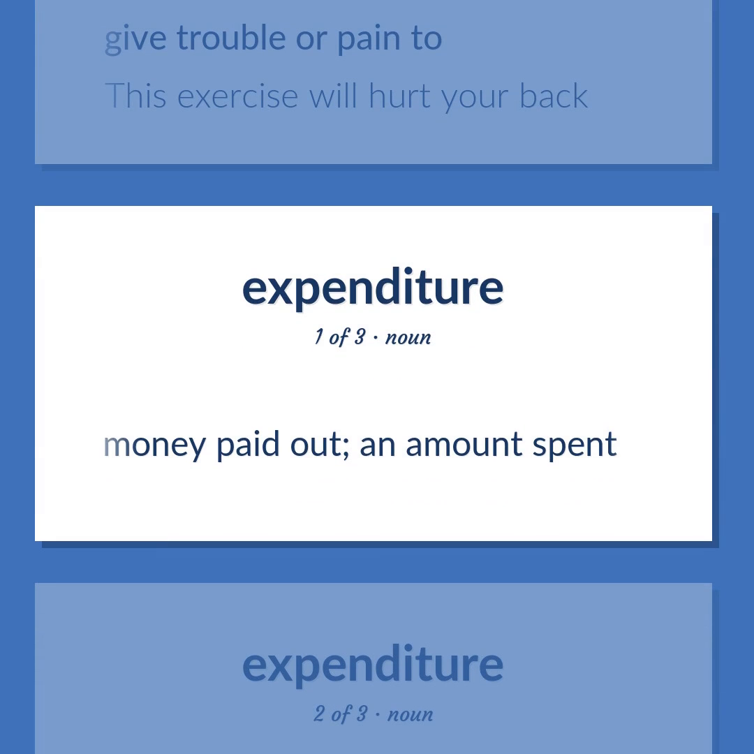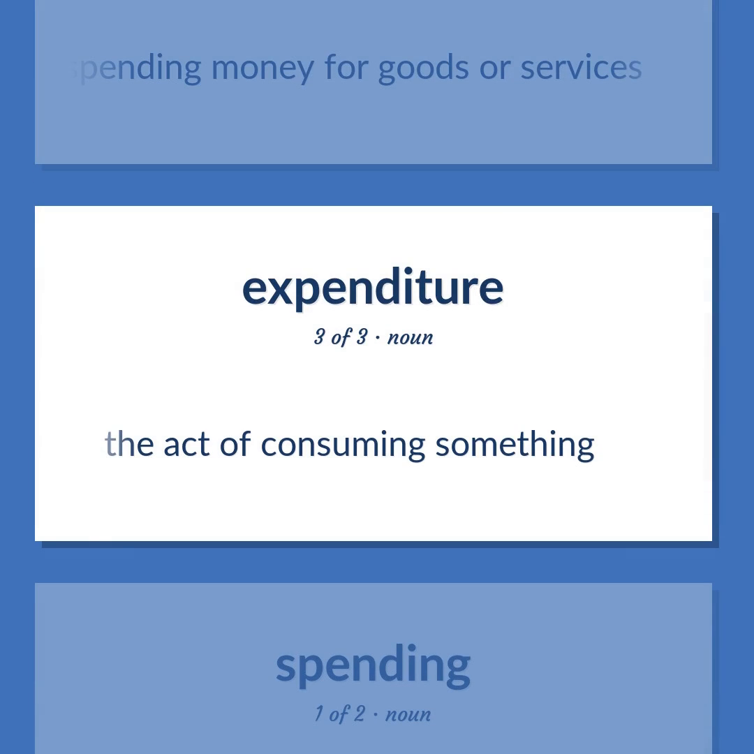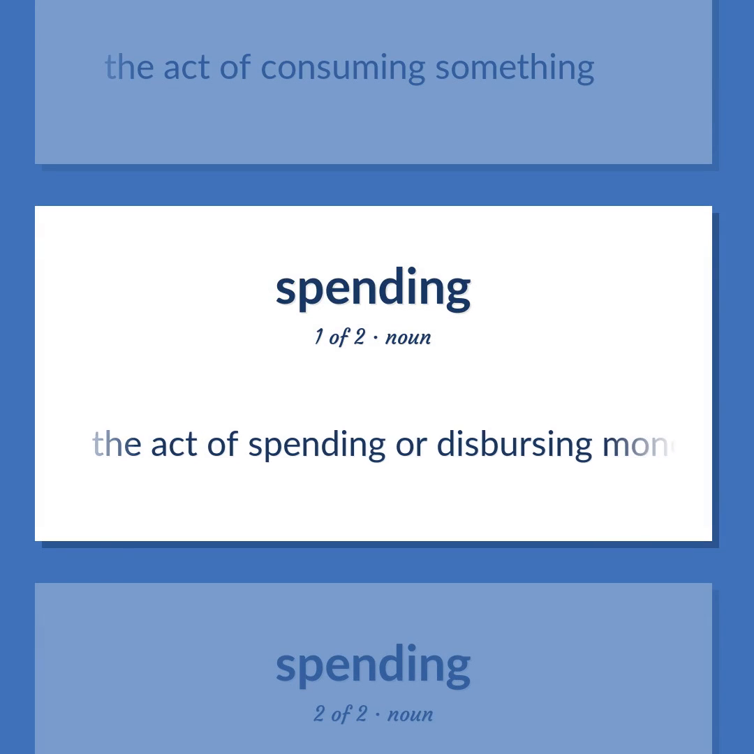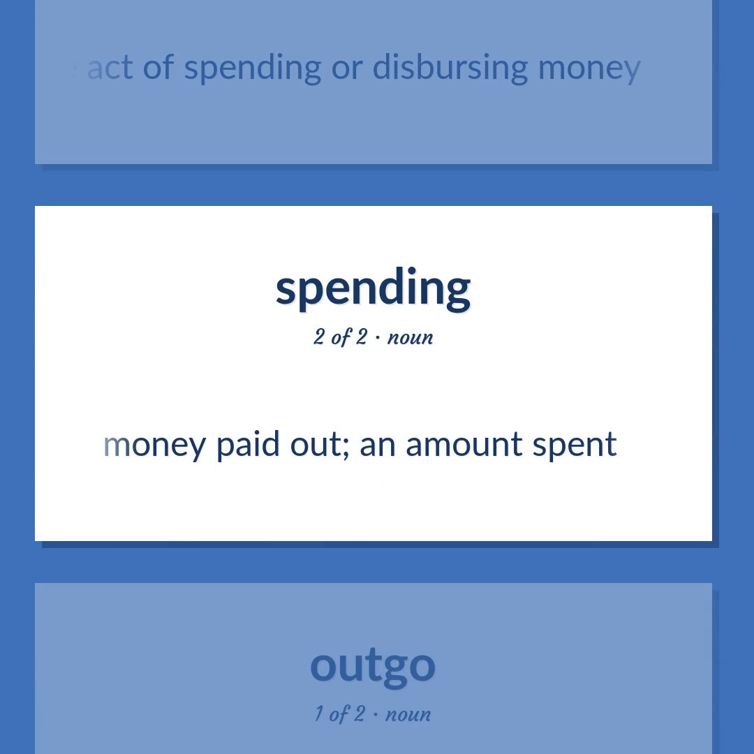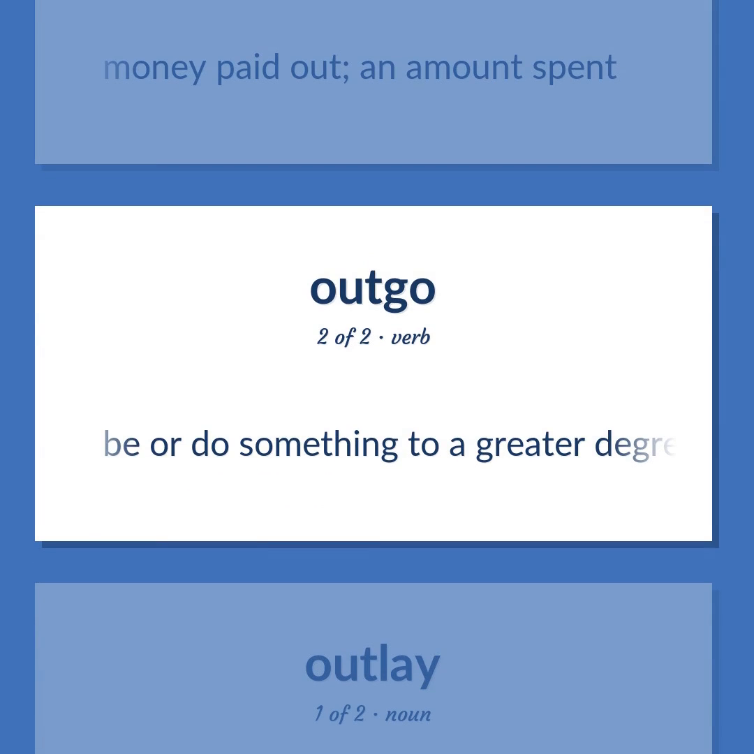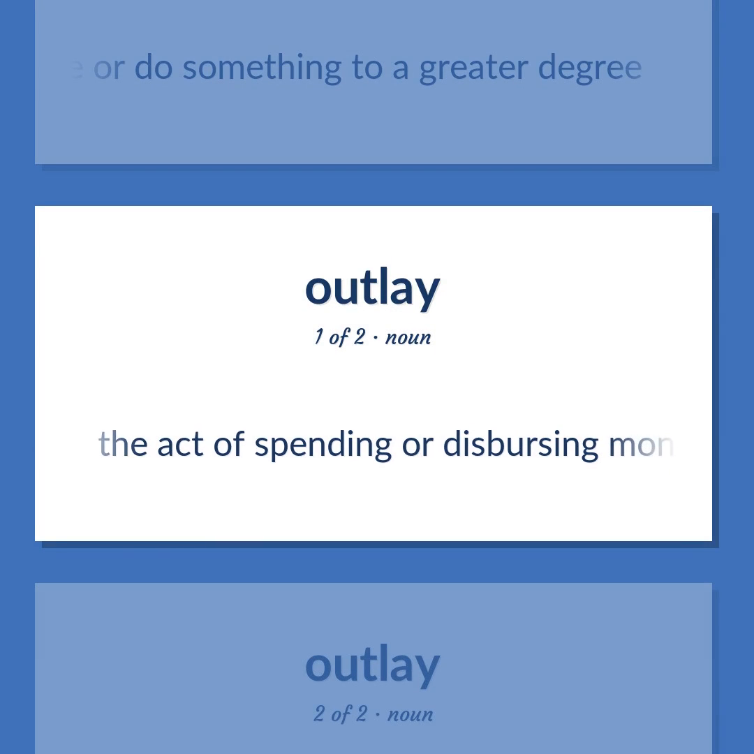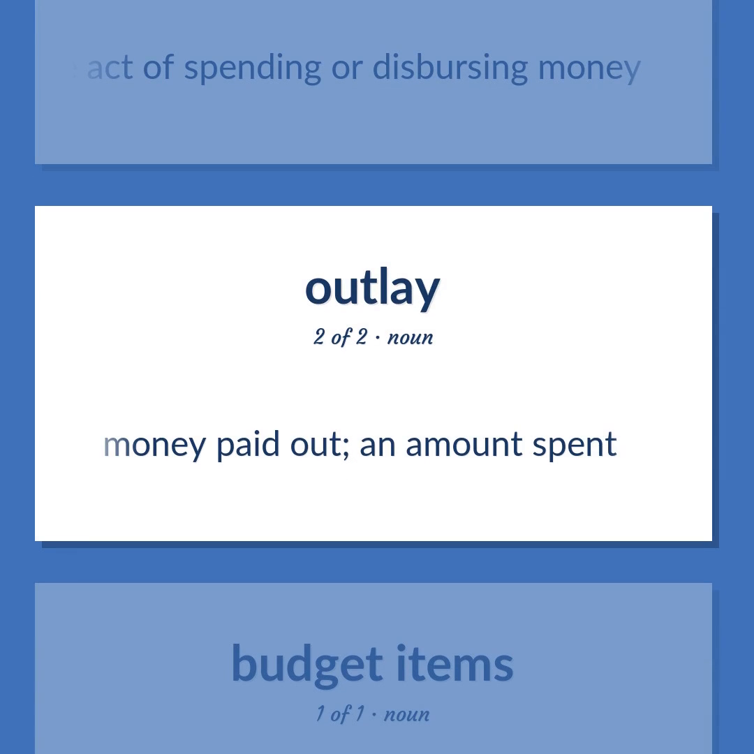Money paid out. An amount spent. The act of spending money for goods or services. The act of consuming something. The act of spending or disbursing money. Money paid out. An amount spent. Be or do something to a greater degree. The act of spending or disbursing money. Money paid out. An amount spent.